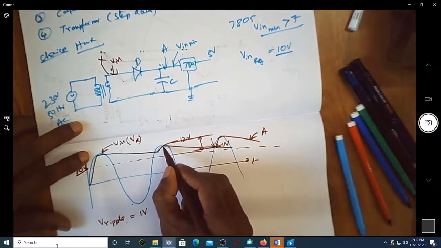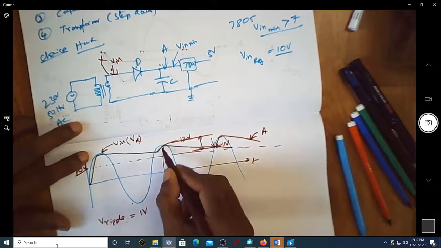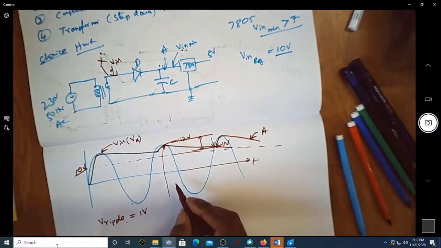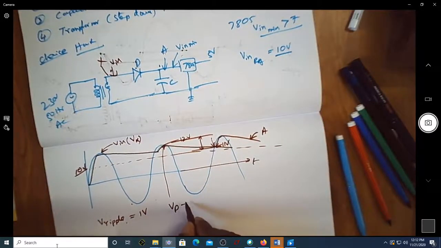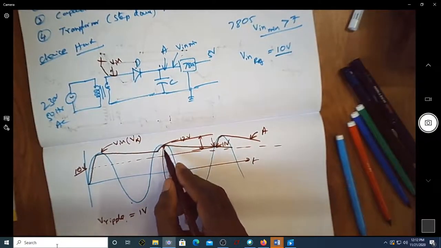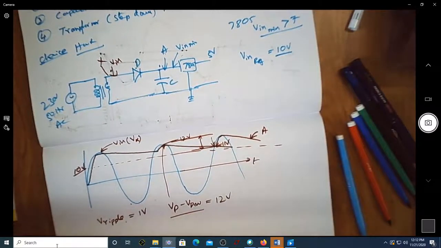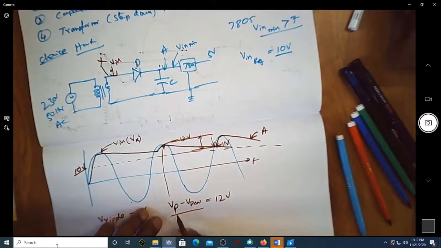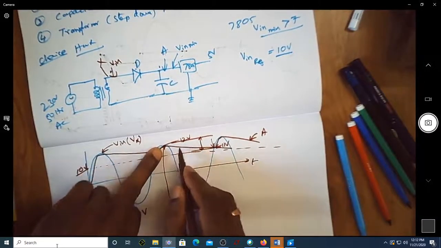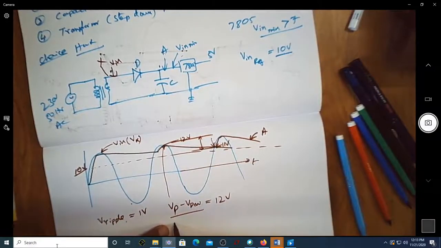Suppose you want to know the expression for the output voltage at this point. It is Vp minus Vd on, which is equal to 12 volt. Of course, what is Vp minus Vd on minus V ripple? That is equal to 11 volt. So from this we wrote, okay, V ripple is equal to 1 volt.